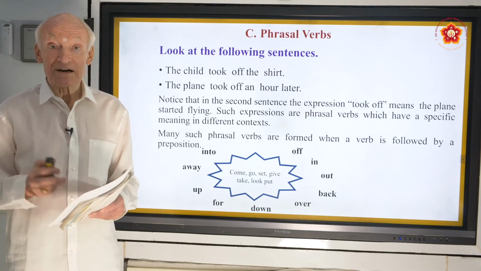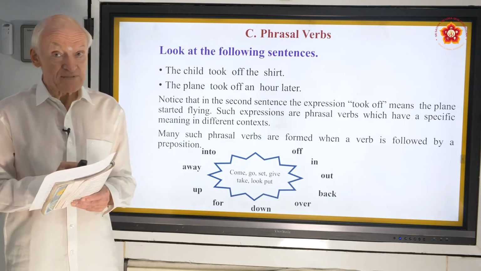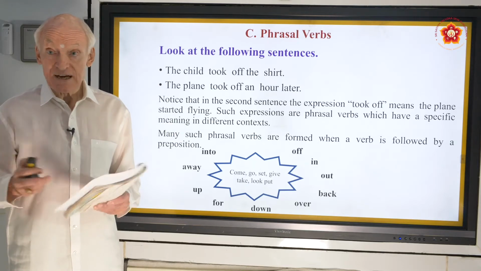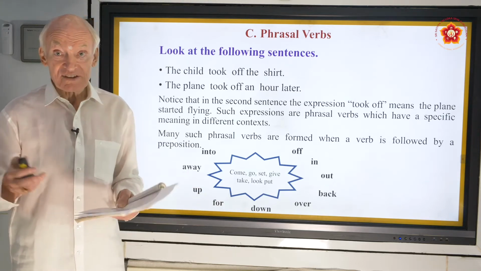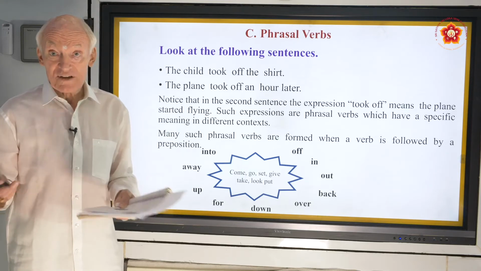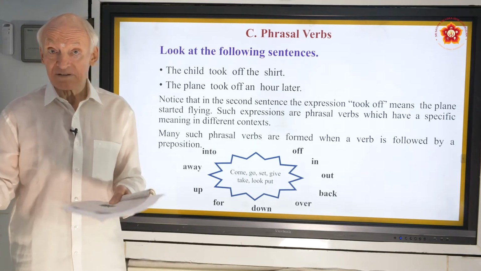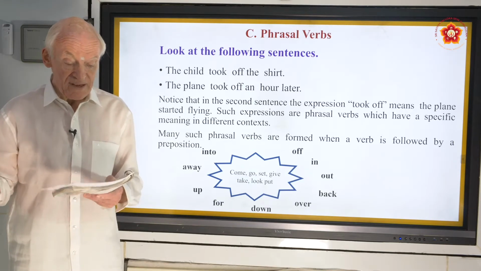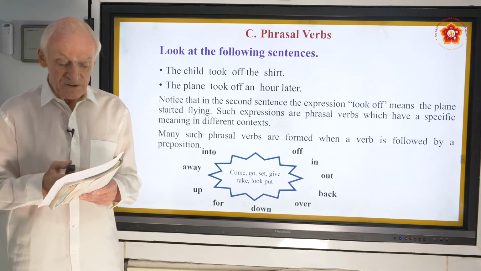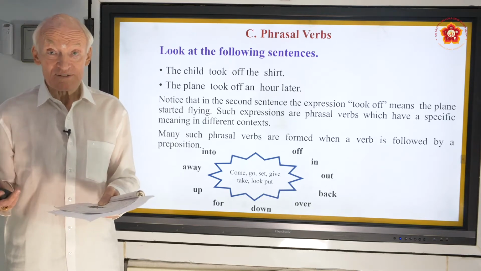Such expressions are called phrasal verbs, which have a specific meaning in different contexts. So in different places in your reading, you'll see that these verbs, called phrasal verbs, have different meanings. So we look at the part of the paragraph where it's located, and we see what it means. It has a nice flow to it. Many such phrasal verbs are formed when a verb is followed by a preposition.